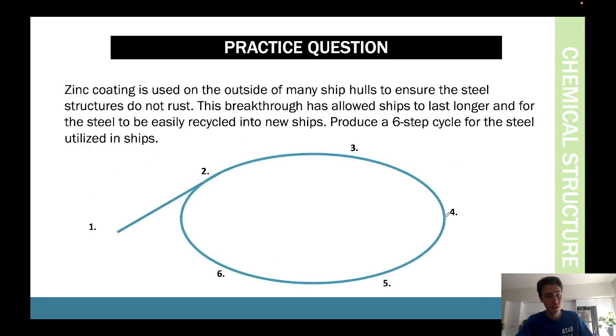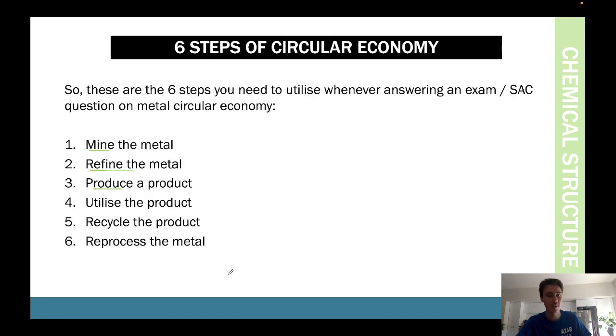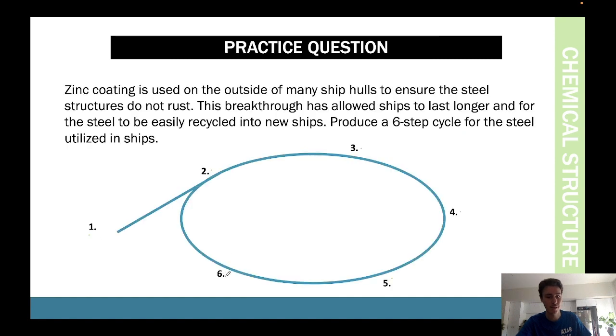And you can utilize this in sort of a circle. So if this is your mine, this would then be refine, this would then be produce, utilize, I always forget the last one, recycle, and then repurpose or reprocess. So these are your 6 steps.